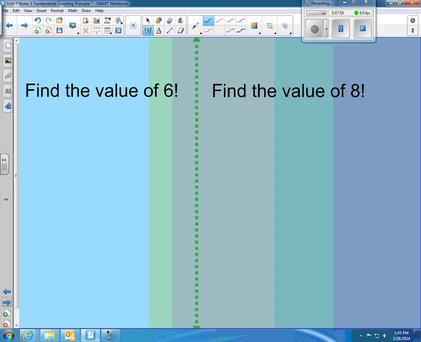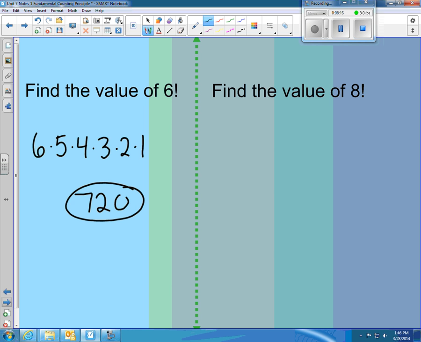So find the value of 6 factorial. So we're going to do 6 times 5 times 4 times 3 times 2 times 1. Typing that into our calculator. Make sure you don't miss a number. We end up with 720.